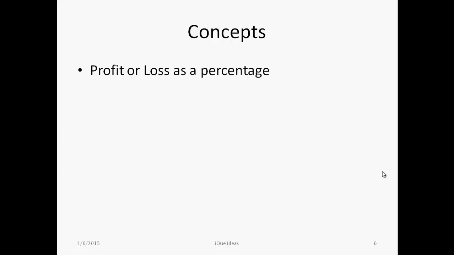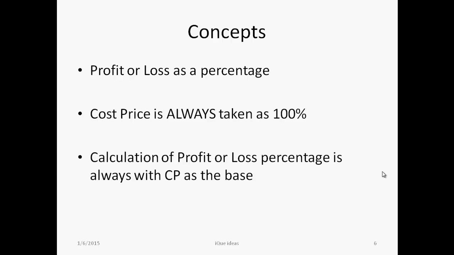Now, we always estimate profit or loss as a percentage. For this, always remember that the cost price has to be taken as 100%. So calculation of profit percentage or loss percentage is always done taking the cost price as the base. Remember, the selling price is something which you determine. You can always vary the amount at which you sell an item, but the cost is something which you have already incurred. So it only makes sense to take the cost price as your base, and any profit or loss that you earn is always calculated in comparison to the cost price.